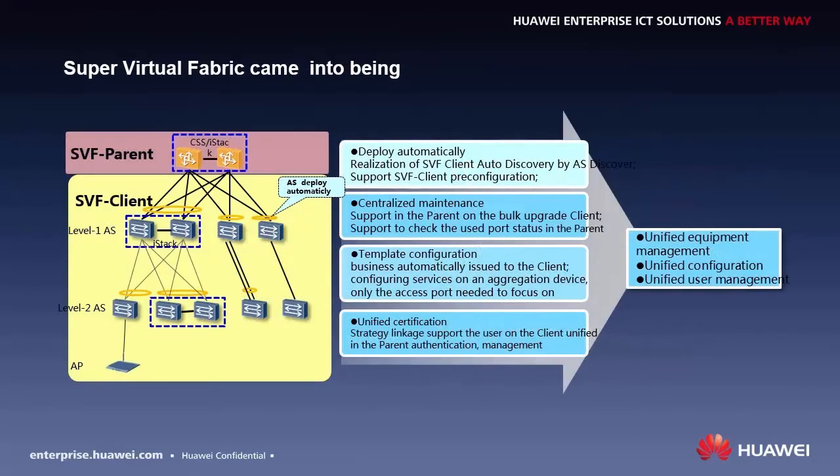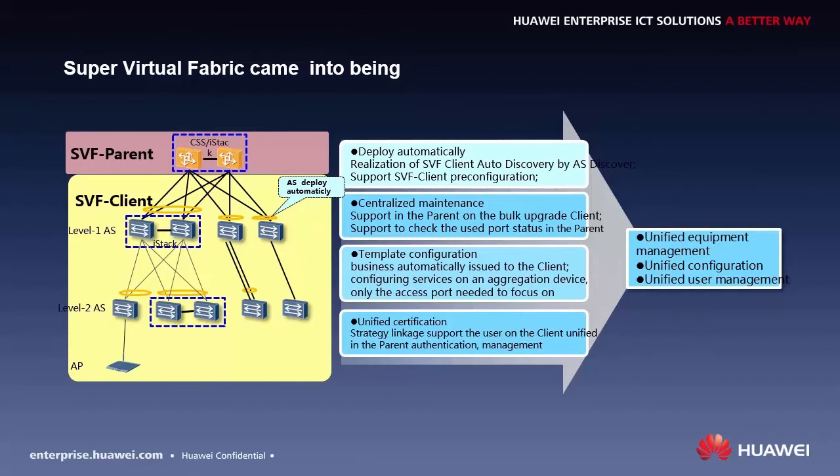By leveraging SVF, the Agile Campus Network Solution simplifies deployment and maintenance of campus networks. SVF virtualizes access switches, ASs for short, into cards of the parent and APs into ports of the parent, so that the entire network can be managed only on one device. This also achieves centralized authentication and management for devices and simplifies configuration and management of access devices.